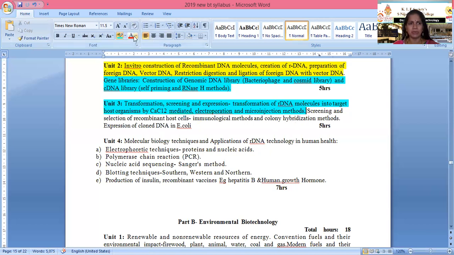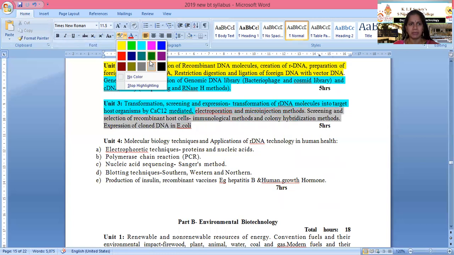Now let us go through screening and selection of recombinant cells. Under this you are going to study immunological methods and colony hybridization methods. Then you'll focus on expression of cloned DNA in E. coli. So this is all about unit 3, and this carries 5 hours.